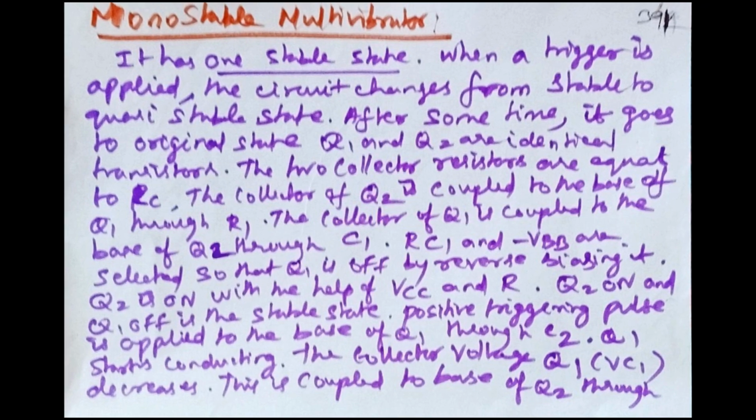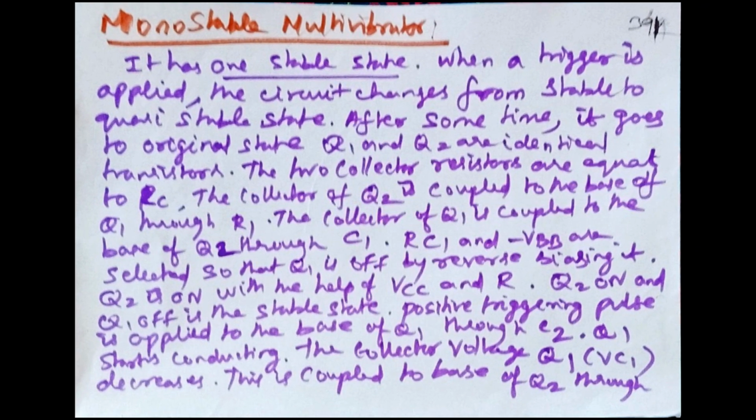Power electronics. Good morning to all. Monostable multivibrator: it has one stable state. When a trigger is applied, the circuit changes from the stable to the quasi-stable state. After some time, it goes back to the original state. Q1 and Q2 are identical transistors. The two collector resistors are equal to RC.